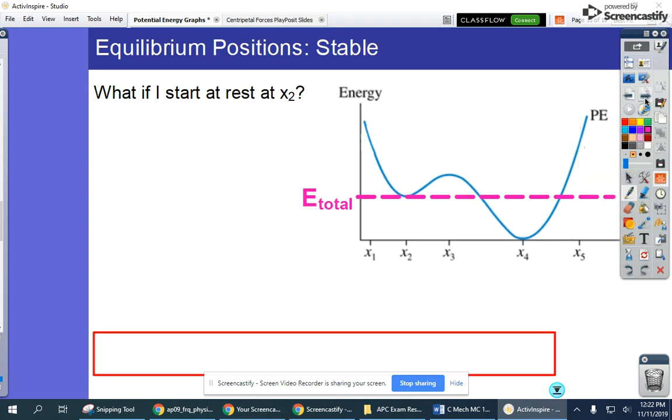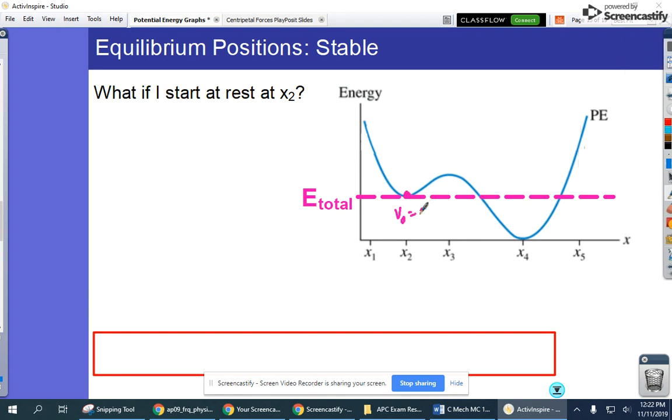All right, so what happens if I do something different? What if I put my object here at x2, and we're going to start it at rest again, and I just let it go? Well, think about what would happen to a skater if I did that.